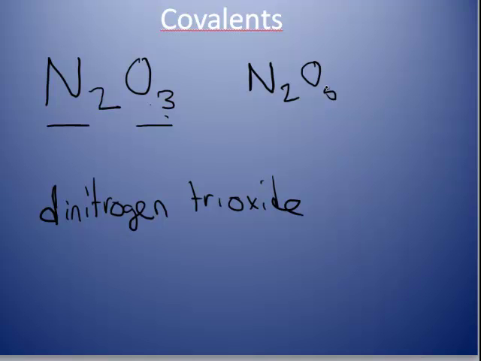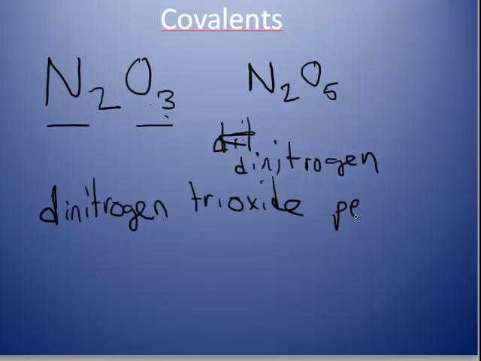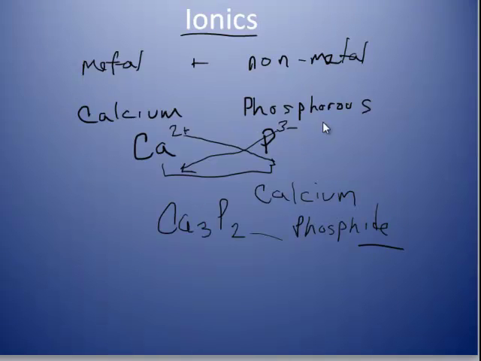Let's take a look at, let's say, N2O5. Again, we've got 2 nitrogens, so dinitrogen. And now we've got 5. Now the prefix is penta, and you would say pentaoxide, but remember when we have the A and the O butt up against each other, we would drop the A and we would say pentoxide. So dinitrogen pentoxide.